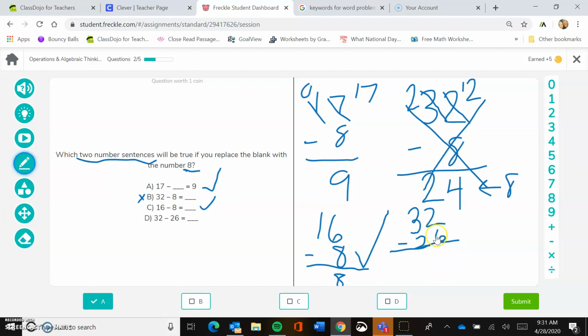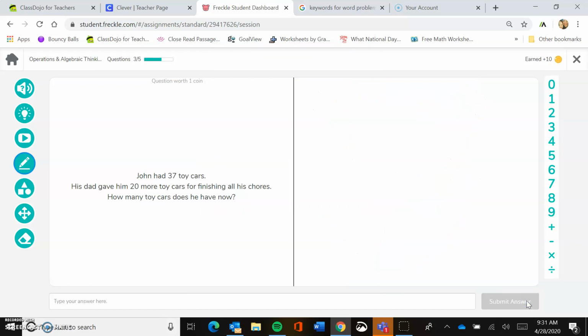If I have 2, I can't take 6 from it. I have to borrow again. So 3 becomes a 2. The 10 I borrowed comes to my 2 and becomes a 12. 12 minus 6 would be 6. So that does not work out. So I know that the 2 that work out would be A and C. And let's check it. Perfect, we got it right.